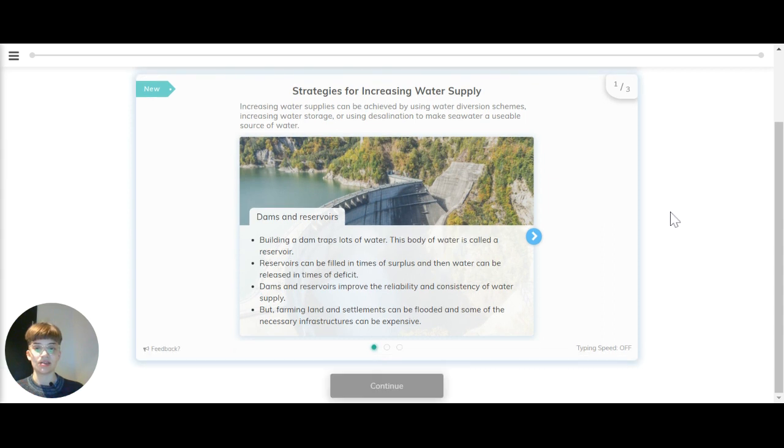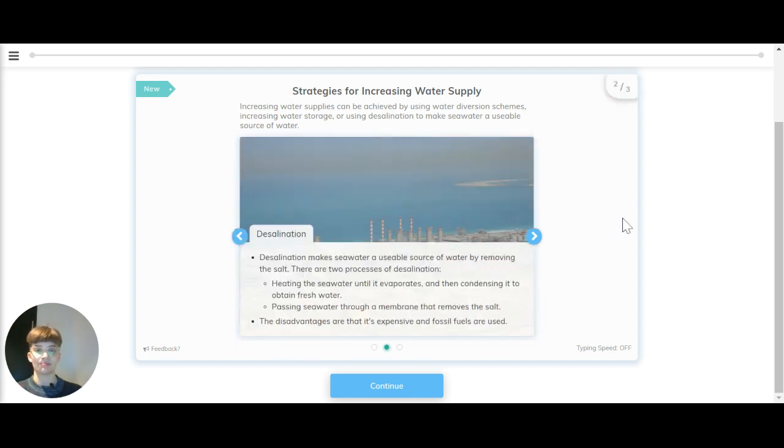Dams and reservoirs. Building a dam traps lots of water. This body of water is called a reservoir. Reservoirs can be filled in times of surplus, and then water can be released in times of deficit. Dams and reservoirs improve the reliability and consistency of water supply, but farming land and settlements can be flooded, and some of the necessary infrastructures can be expensive.